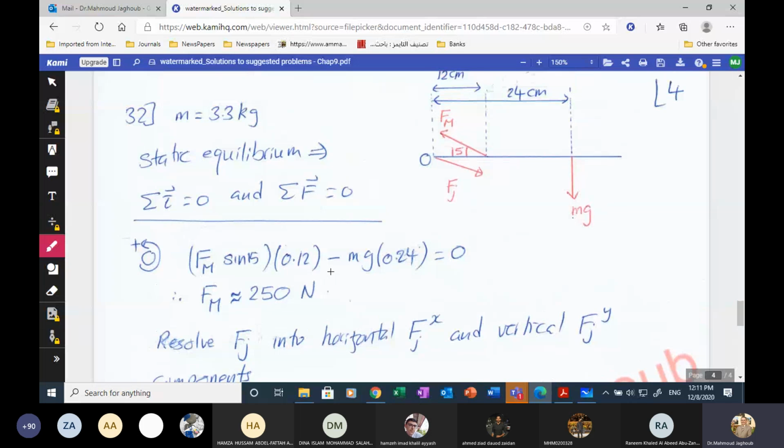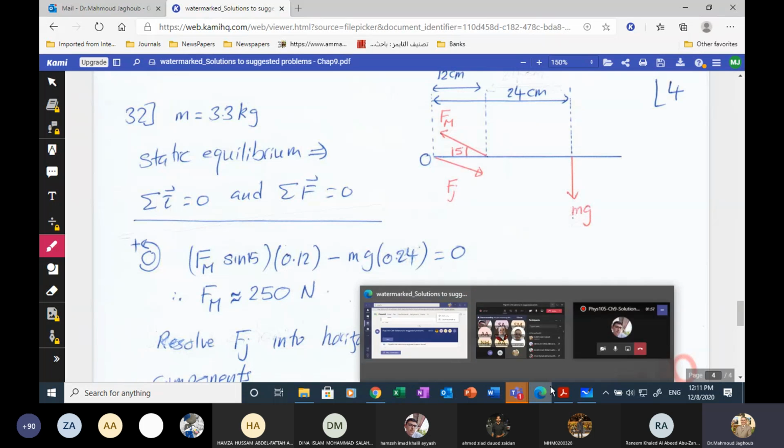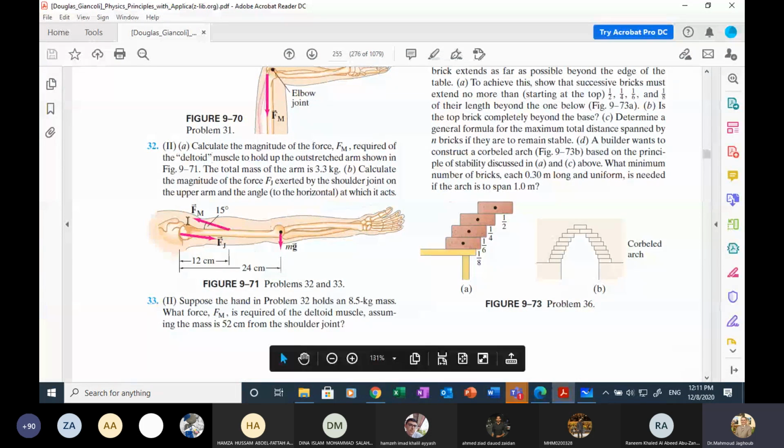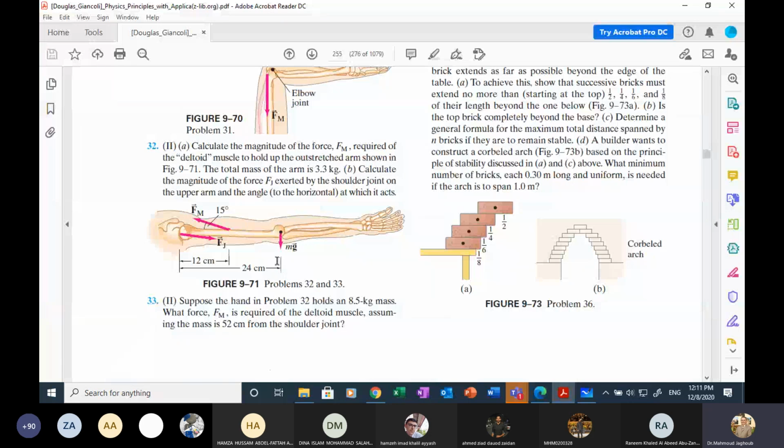Now, note this: your muscle must exert 250 newtons in order to carry only your arm, which is only almost 33 newtons. So you exert 250 newtons here by your muscles to carry what? To carry only 33 newtons.